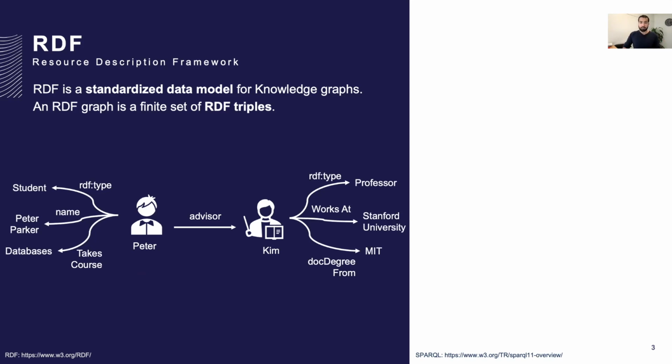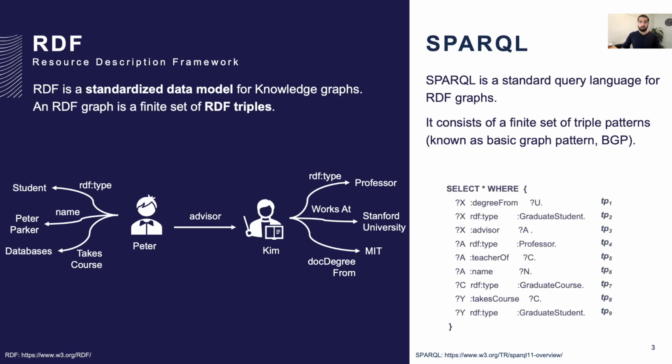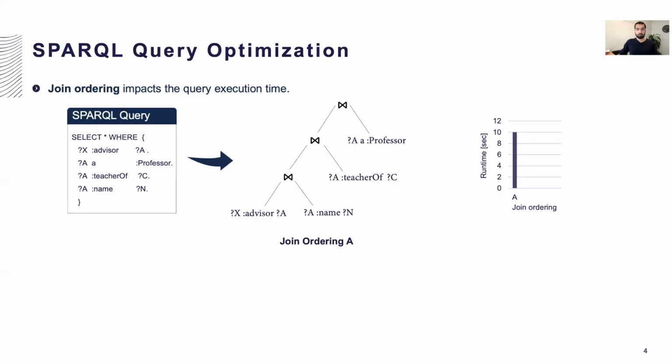To query this RDF graph, SPARQL is a standardized query language. It consists of a set of RDF triple patterns, which are also known as basic graph patterns. For example, in this query, we have various SPARQL query triple patterns. To answer these basic graph patterns, we require a mapping between the variables of these triple patterns and the values in the RDF graph. Complex SPARQL queries consist of many triple patterns, hence a lot of joins.